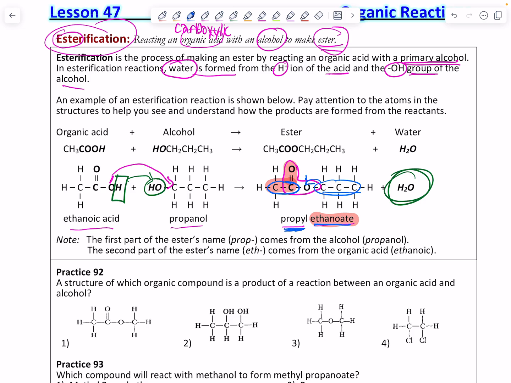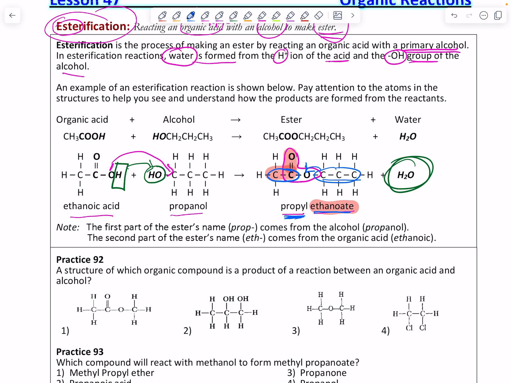So propyl ethanoate. The thing that was clarified down here is that the first part of the name, in this example the prop, comes from the alcohol. So the first part of the name will always come from the alcohol, in case you didn't figure that out, propanol. Okay, so it's propyl. And then the second part of the ester's name, which in this case was the ethanoate, that eth came from the organic acid. If we notice, it was ethanoic acid. So it's always going to follow that pattern where the first part of the name comes from whatever the alcohol chain was, and the second part of the name comes from whatever the name of our original acid was.